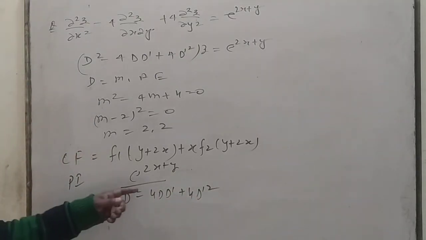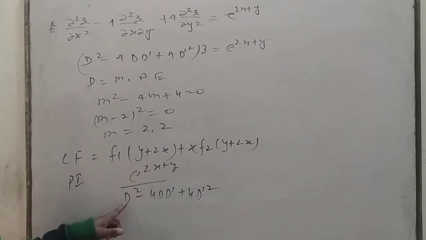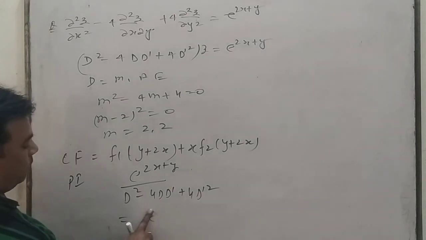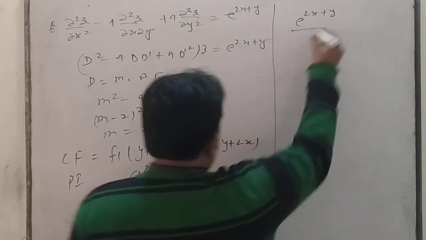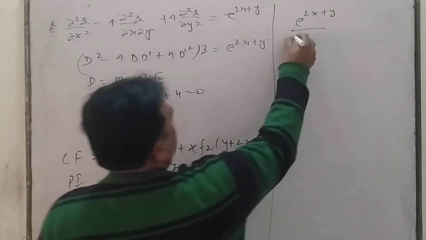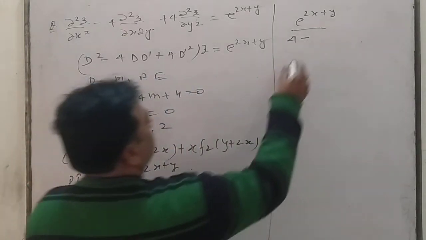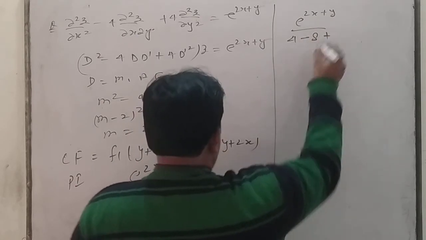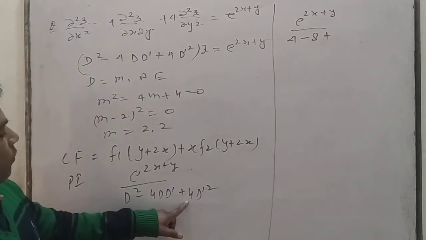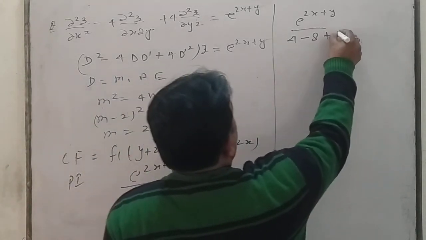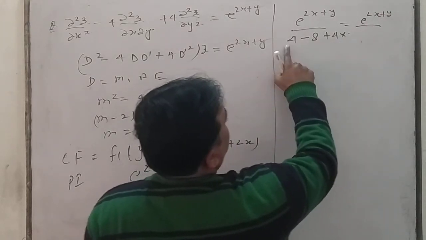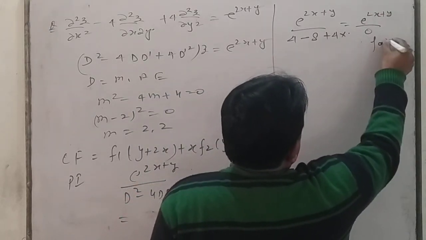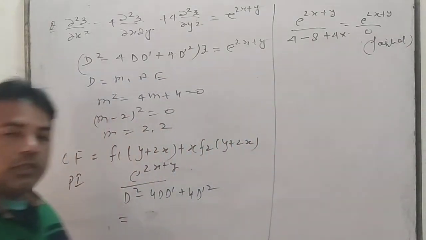Putting the x coefficient 2 in place of d and the y coefficient 1 in place of d dash: e to the power 2x plus y upon, in place of d square, 4, minus 4 into 2 into 1, that is 8, plus 4 d dash square, means 4 into 1. So e to the power 2x plus y upon 4 plus 4 minus 8, that is 0. Rule is failed.